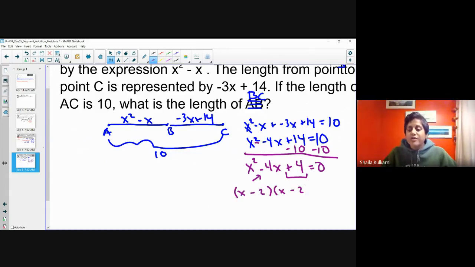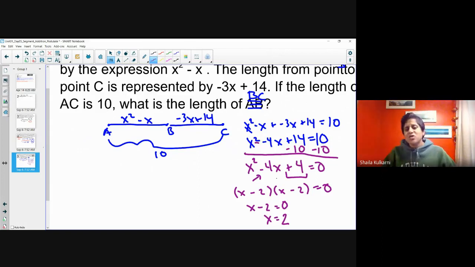Now, this is called the factoring process. I haven't solved it yet. So to solve it, I need to set my factor equal to 0. And I don't need to set both of them because they're the same thing. So I know the answer is going to be x equals 2. Did I answer the question yet?